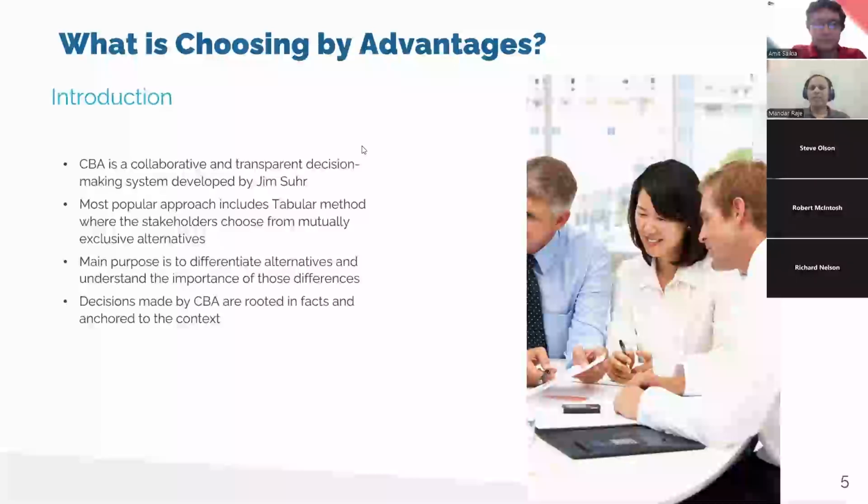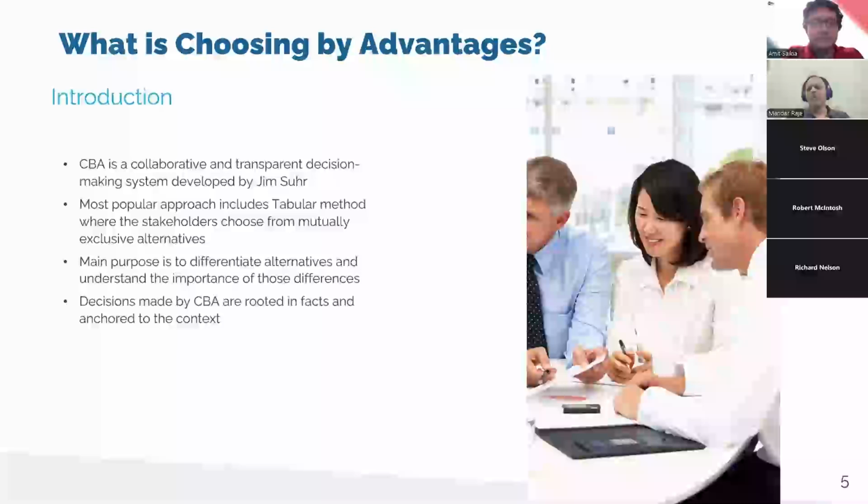It has many flavors, but one of the more popular flavors is the tabular method, which is what we have implemented through Decilean, which is our web-based app. The main purpose, the thought process behind CBA, is to think of alternatives and differentiate them based on the importance of advantages. In my next slide, I'll go into some level of detail.